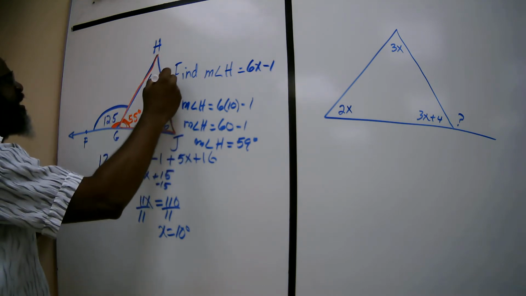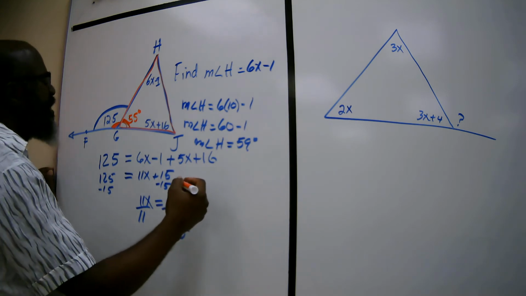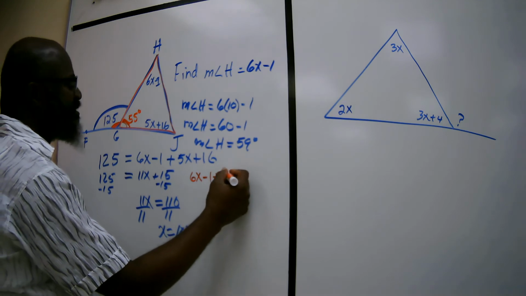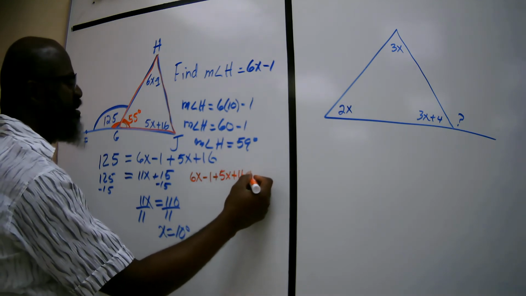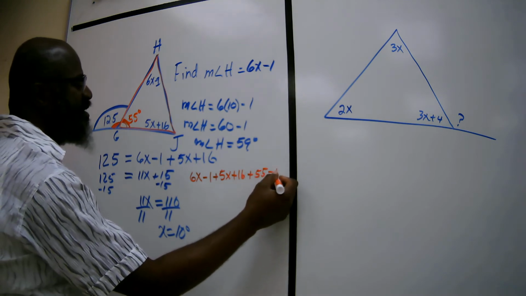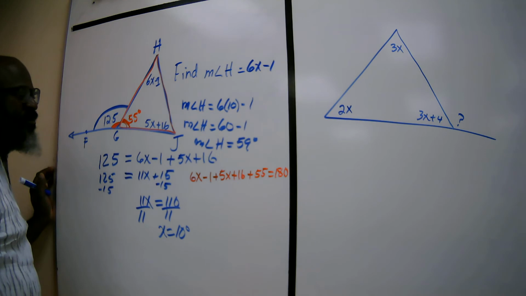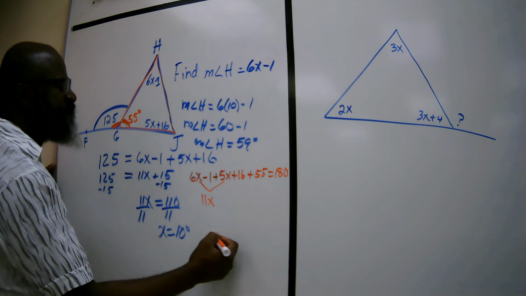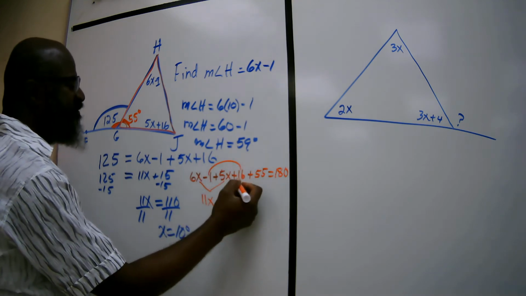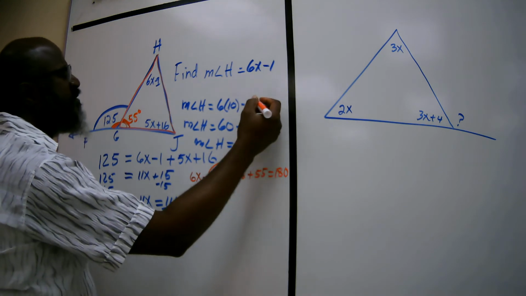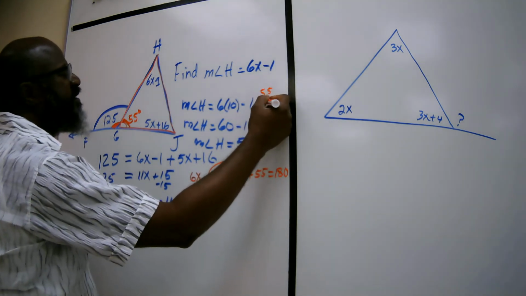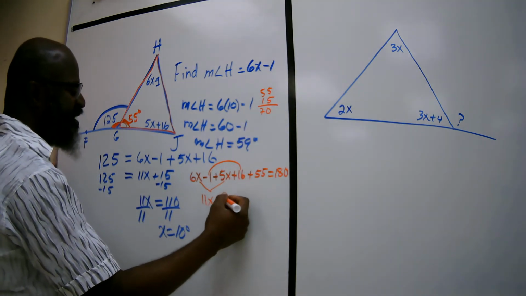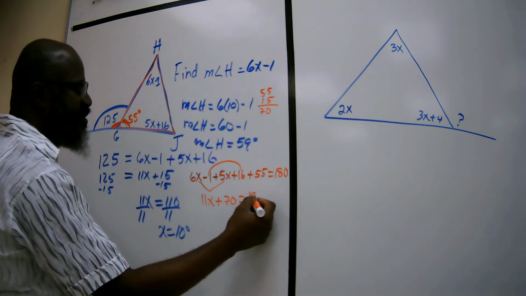Add those two interior angles, which is 6x minus 1 plus 5x plus 16 plus 55 is equal to 180. This will give you the same outcome. So you will end up with 11x, that will be 15 plus 55 is 70. We'll have 11x plus 70 is equal to 180.